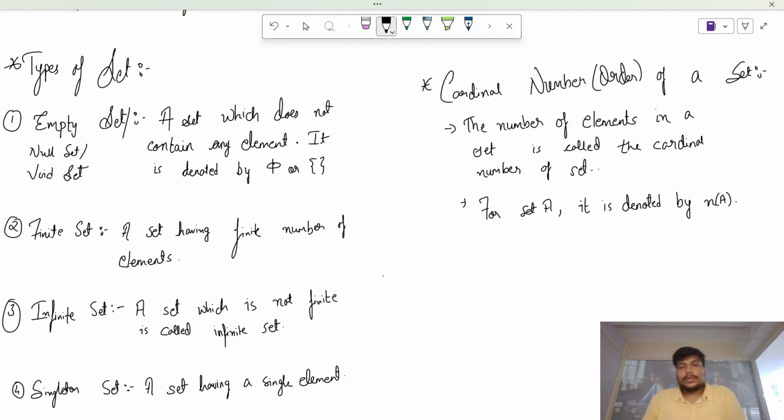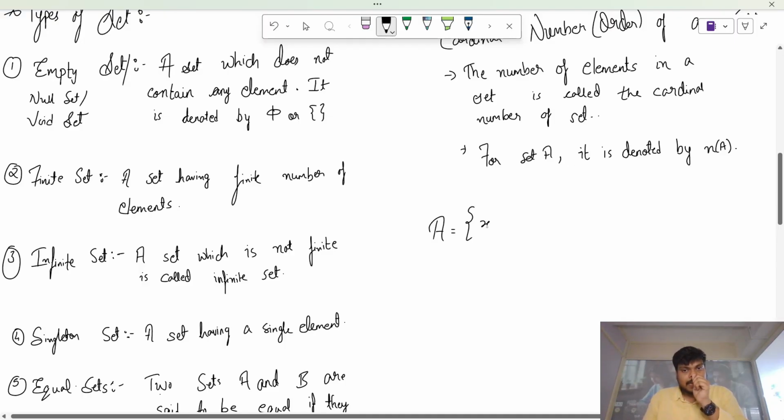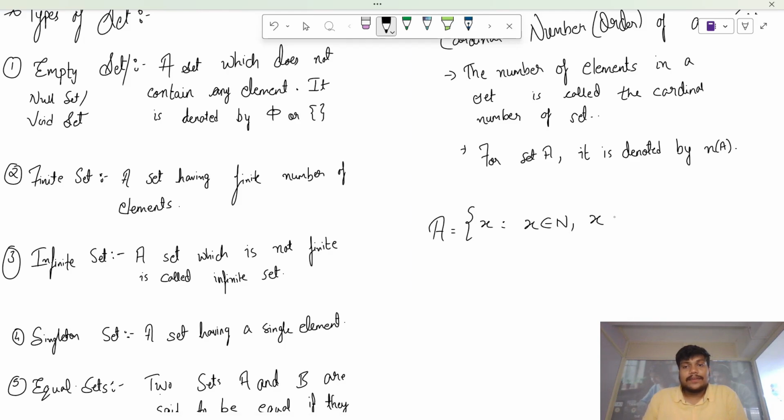So if I talk about, let's say, natural numbers, let me write it this way. If I say there is a set A such that x belongs to natural number and x has a value less than 1. Now we know that natural numbers start from 1, so there is no natural number which is less than 1. In this case, the set does not contain any element, so I would say A is an empty set.